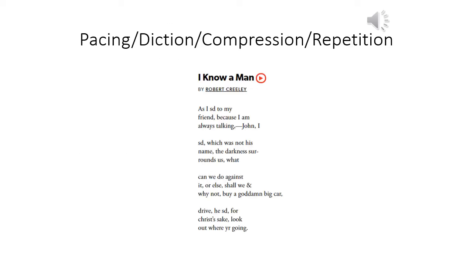Okay, so for example, if we're going to look at Robert Creeley's poem, I Know a Man, with regard to pacing, diction, compression, and repetition, we can see the pacing. He's speeding the poem up and slowing it down. We call it the push-pull effect. And we believe he's doing that to create some sort of tension or conflict. The push versus the pull, a tug of war in a way.